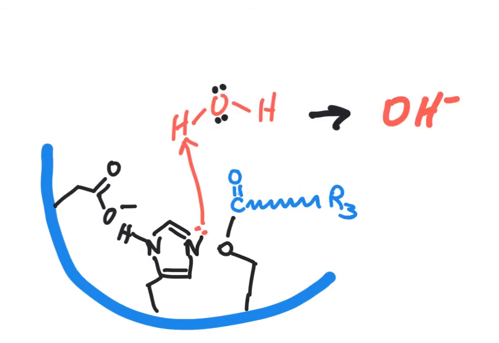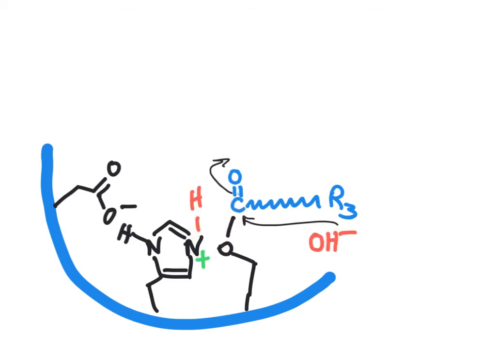In order to do the hydrolysis of the ester bond between the fatty acid and the serine amino acid, now we need to use a molecule of water. Histidine now will take a proton away from the molecule of water, making hydroxide a much better nucleophile. The resulting OH ion attacks the carbonyl carbon on the acyl group, forming another tetrahedral intermediate.